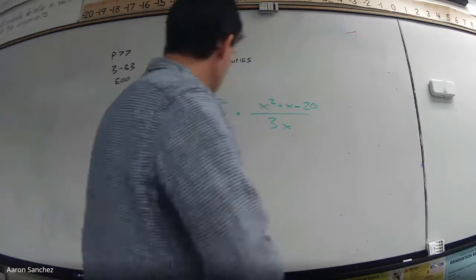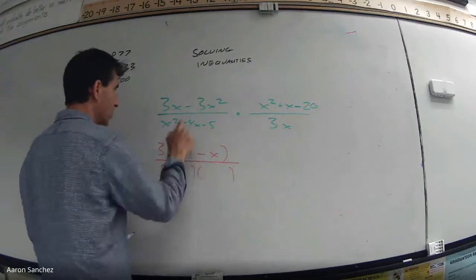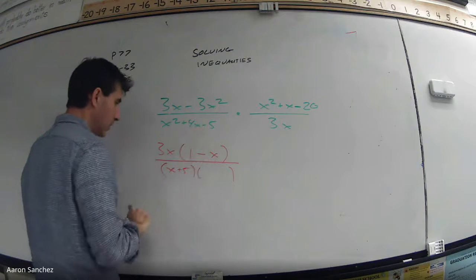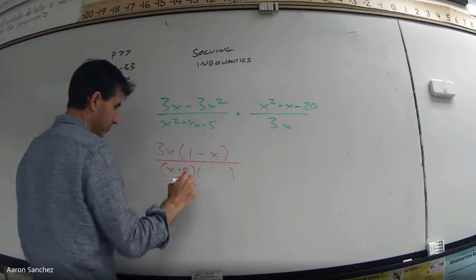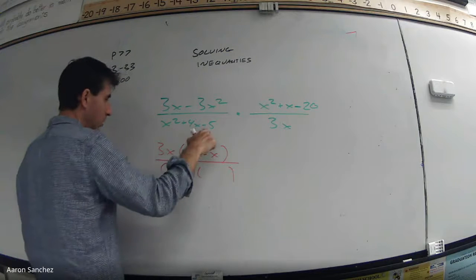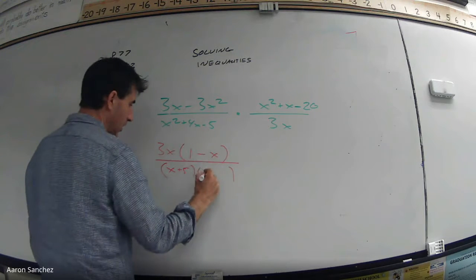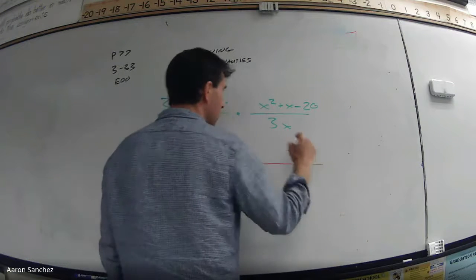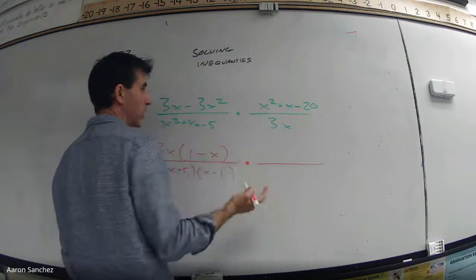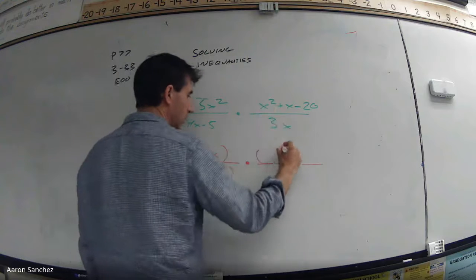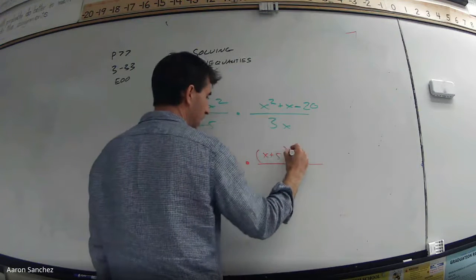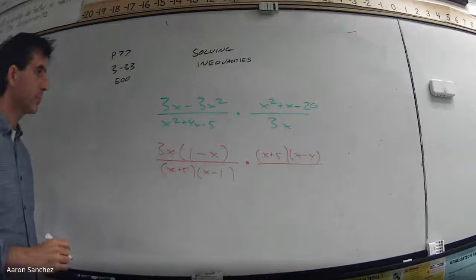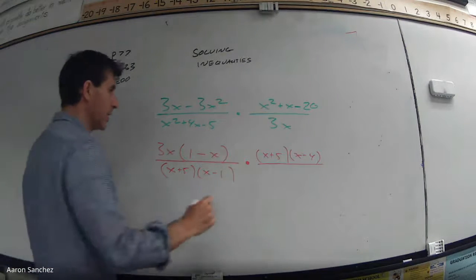Okay, cool. So anyway, I'm going to switch this around. So I factor out a 3x, 1 minus x. Let's flip it around and play around with it. So what times what equals -5 and adds up to -4? x plus 5 times x minus 1. Okay, let's factor this out. What times what equals -20 and adds up to +1? x plus 5, x minus 4. And then we have a 3x.